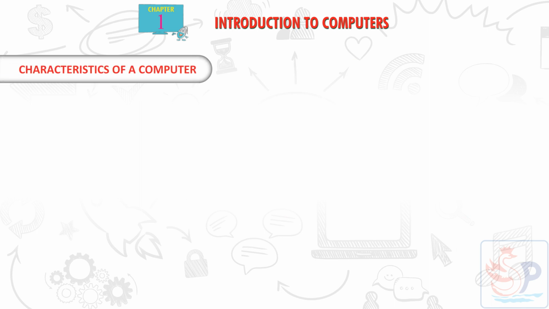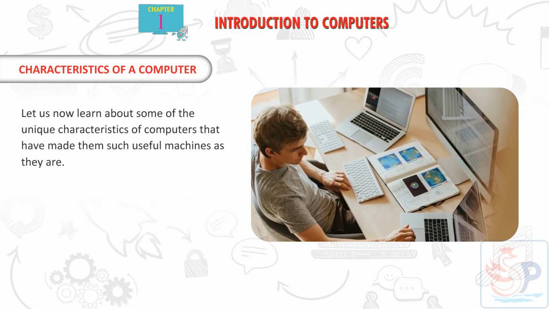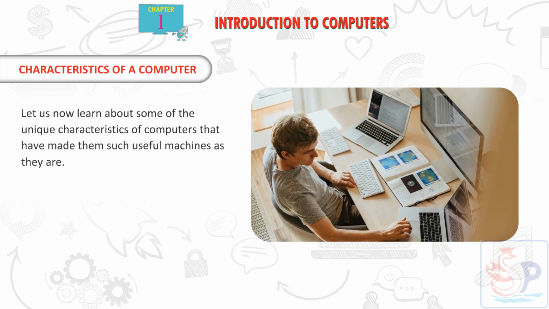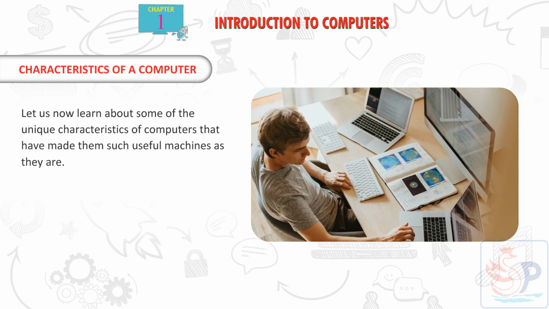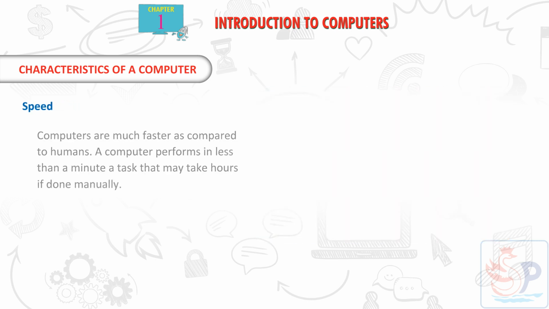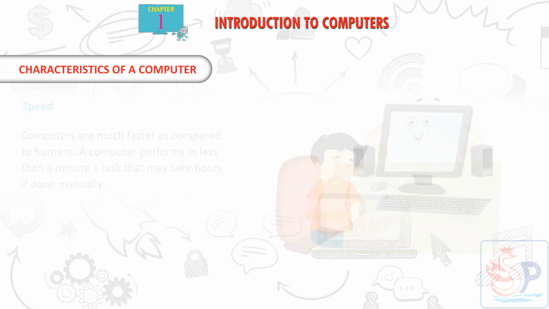Characteristics of a computer. Let us now learn about some of the unique characteristics of computers that have made them such useful machines as they are. Speed. Computers are much faster as compared to humans. A computer performs in less than a minute a task that may take hours if done manually.